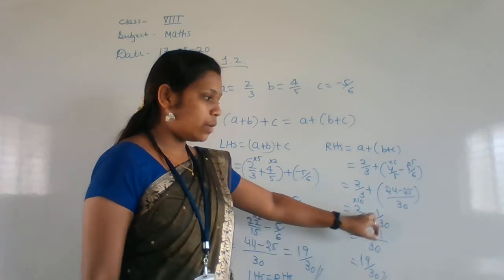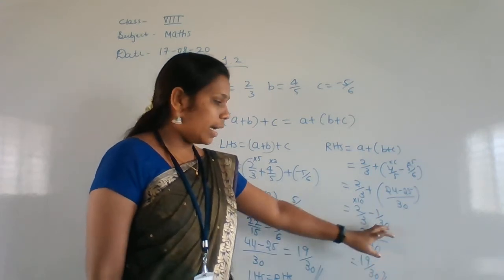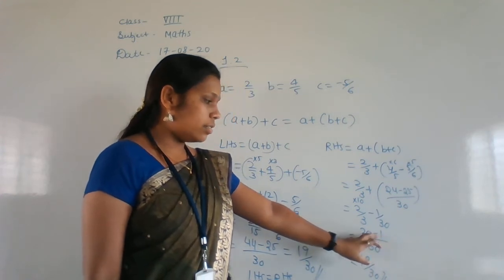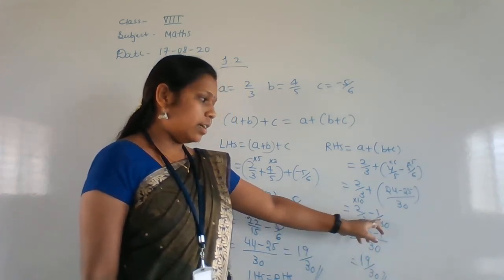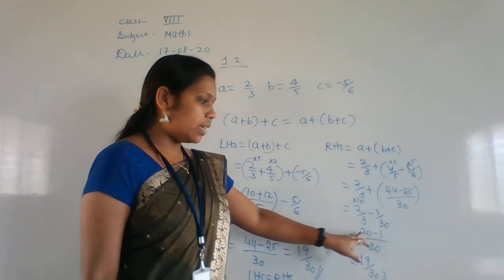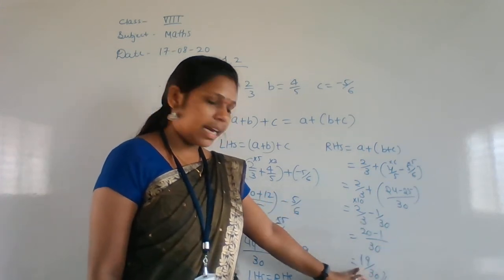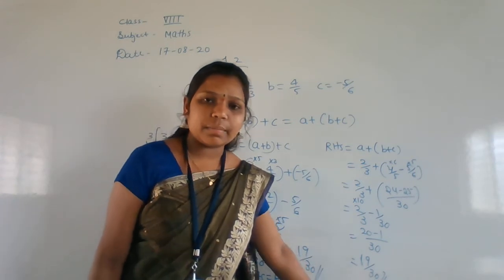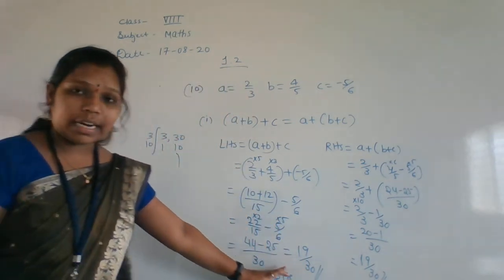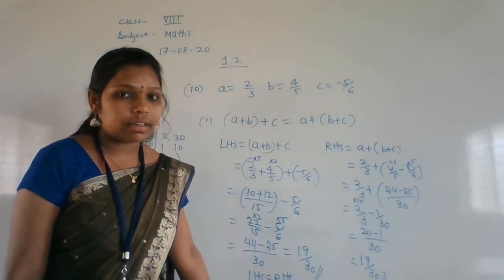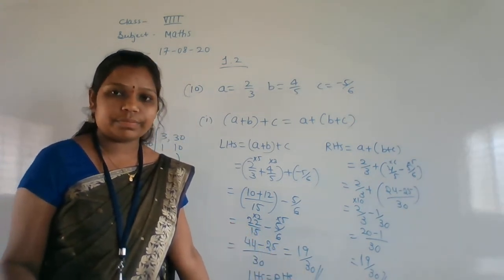So I am taking the negative sign, that is 1 by 30, and again 3 and 30, take the LCM 30 here. Next, 3 tens are 30, 1s are only. So 2 tens are 20. Next, minus 1: 20 minus 1 is 19 by 30. So 19 by 30 here, and here also 19 by 30. So LHS is equal to RHS. So we verified the things here.